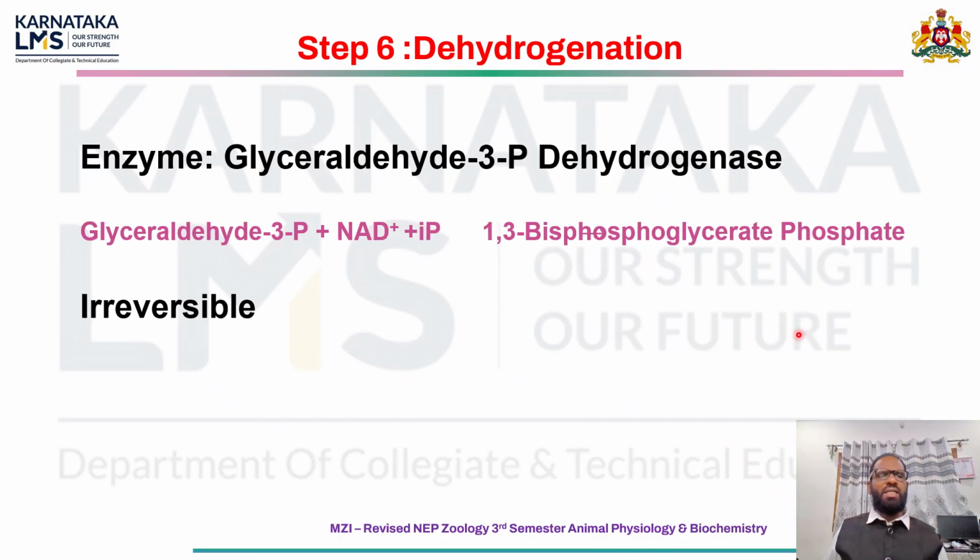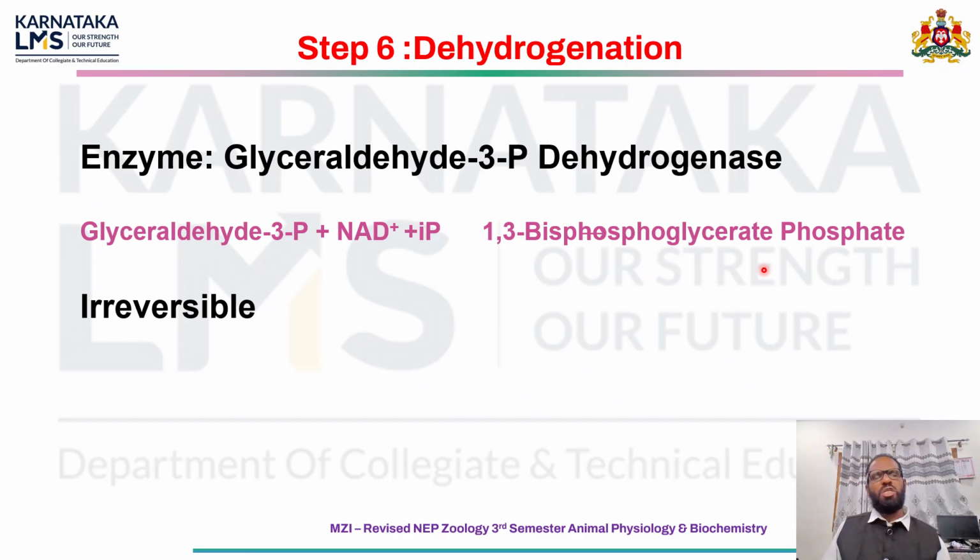Okay, the next reaction is called dehydrogenation. This reaction is catalyzed by an enzyme called glyceraldehyde 3-phosphate dehydrogenase. It's a very complex enzyme. It has three components, which we call E1, E2, and E3. This enzyme is responsible for the conversion. The dehydrogenation converts glyceraldehyde 3-phosphate into 1,3-bisphosphoglycerate. And one very important thing in this reaction is that one molecule of NAD is used, and that is converted into NADH.